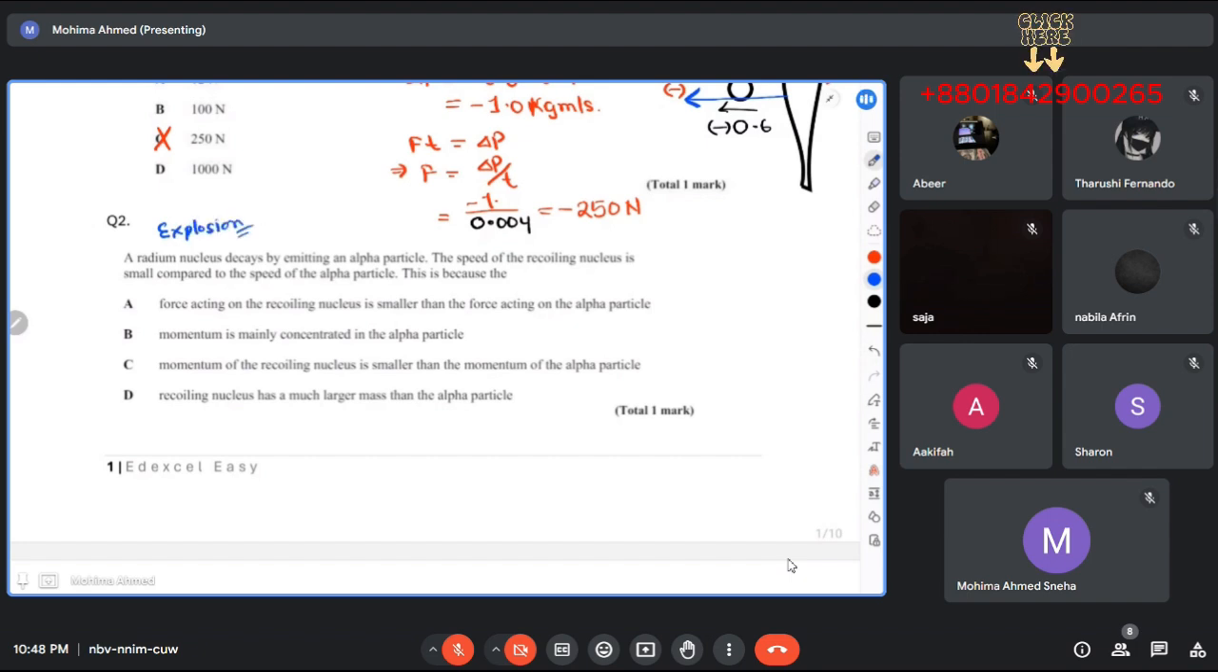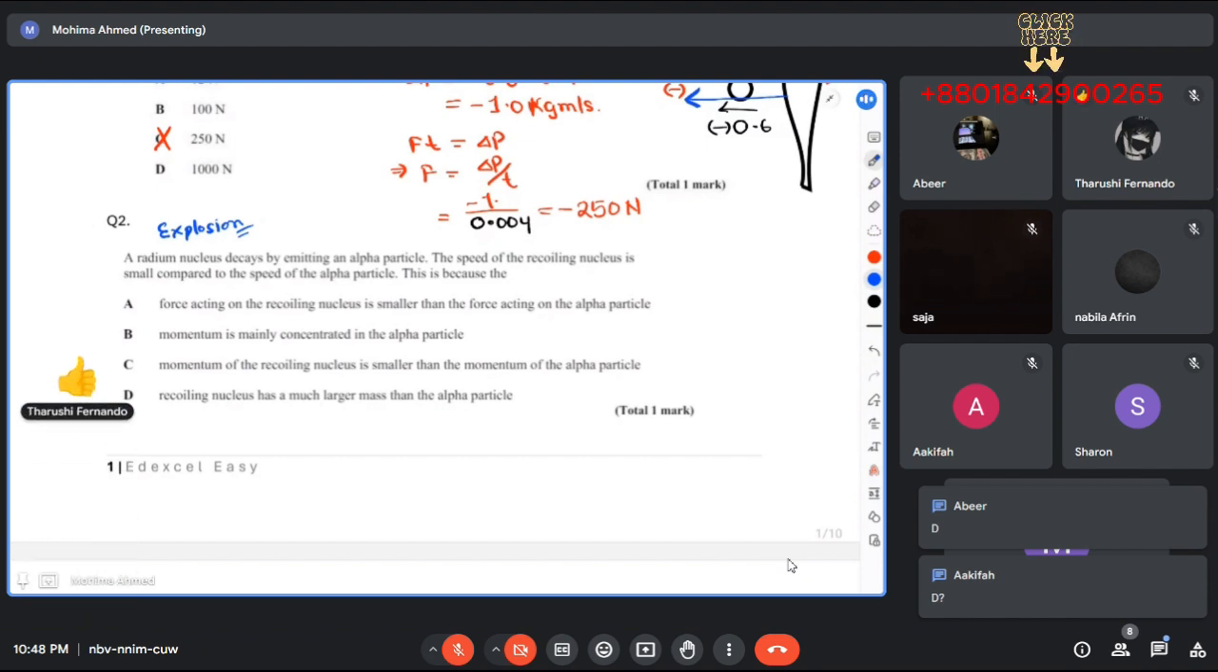Now over here, it says that a radium nucleus decays by emitting an alpha particle. The speed of the recoiling nucleus is small compared to the speed of the alpha particle. This is because, can anyone tell me what will be the final answer? This is the exact question I used in your notes also. D, the recoiling nucleus has a much larger mass than the alpha particle, right?